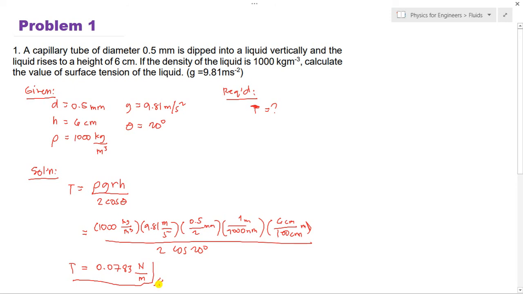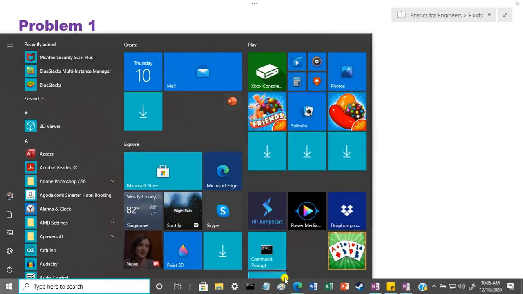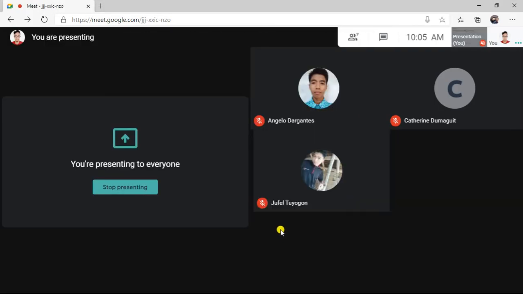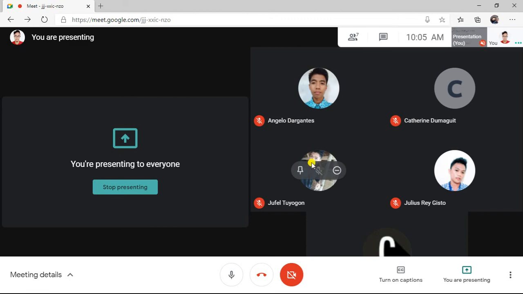Question, class? Again, I forgot to indicate the angle of the rise, that is 20 degrees. 20 degrees is the angle with respect to the vertical side of the capillary tube. Okay, no questions? No questions, class?